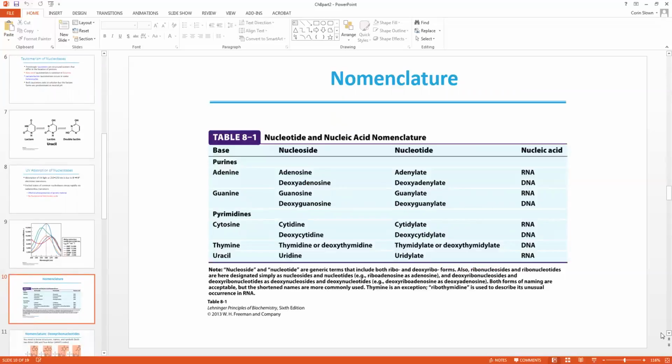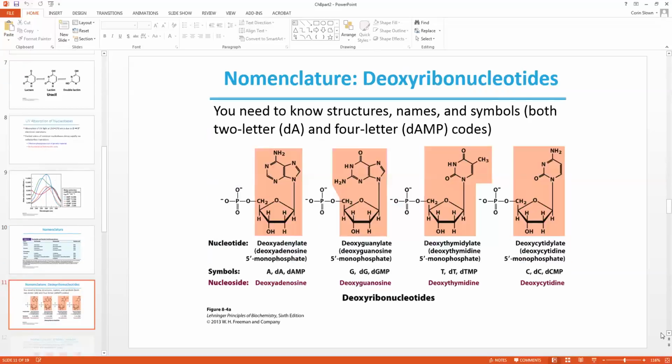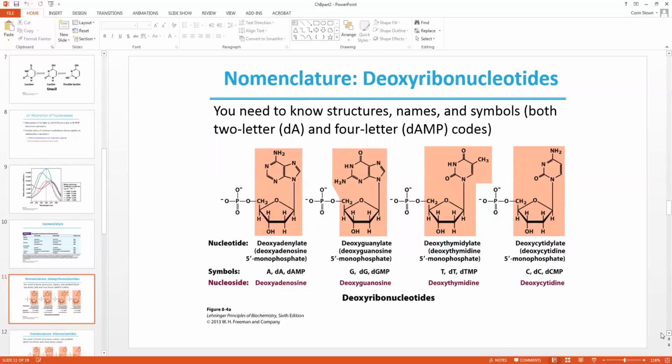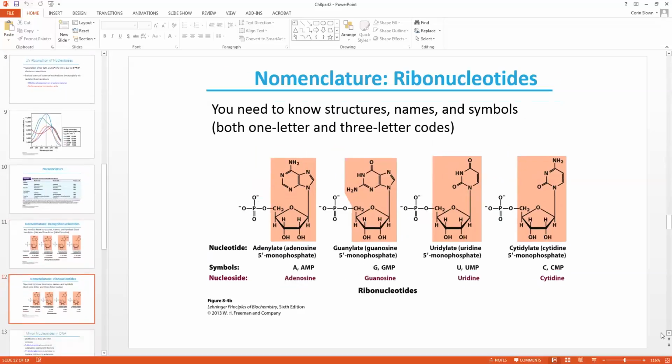And this is some useful nomenclature that you need to be familiar with in terms of what the base is, the nucleoside, the nucleotide, and then the nucleic acid that they're found in. So if we think about the structures, names, and symbols, both the 2-letter and the 4-letter codes, it's useful to know those because it's going to give us some shorthand tools to be able to identify deoxyribonucleotides. You also need to know the ribonucleotides with their 1-letter and 3-letter codes.